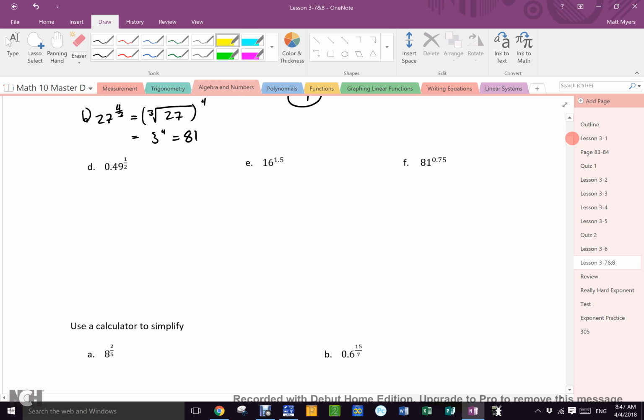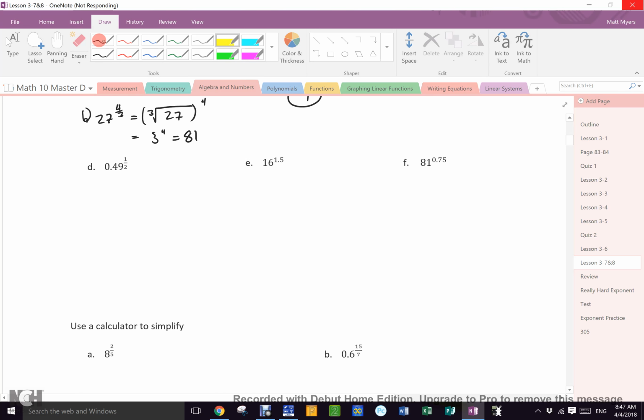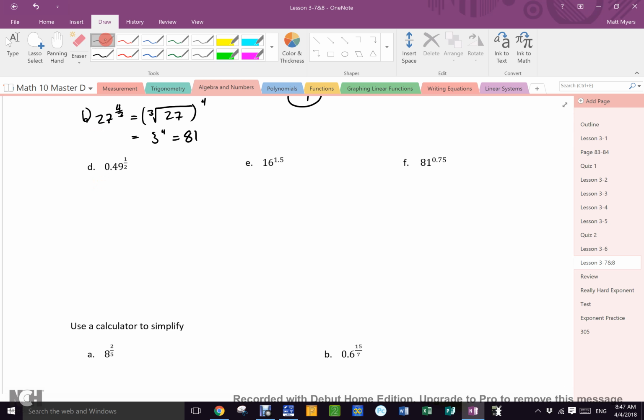Okay. Let's look at D, and let's try to figure D out completely by ourselves without using a calculator. We can see that it's a base and an exponent, yes? Okay. So, what happens to the denominator? Index. And everything's going to be to the 1st power. So do we care? No, because we don't need to write the 1st power. But what goes under here? 0.49.